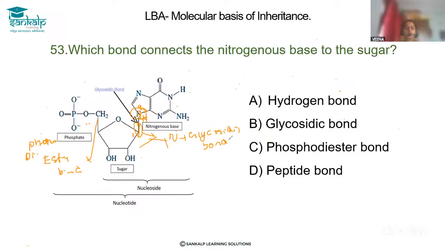Glycosidic bond. So the correct answer is, the bond which is present between the nitrogen base and the sugar is called the glycosidic bond, or it is also called the N-glycosidic bond.